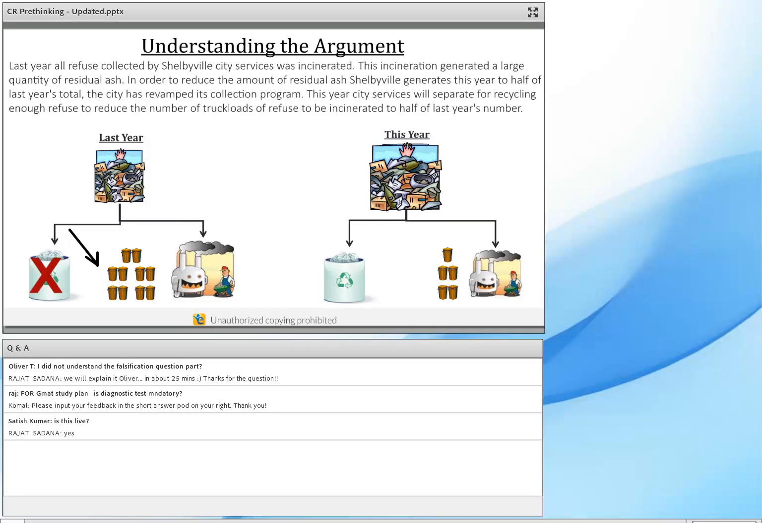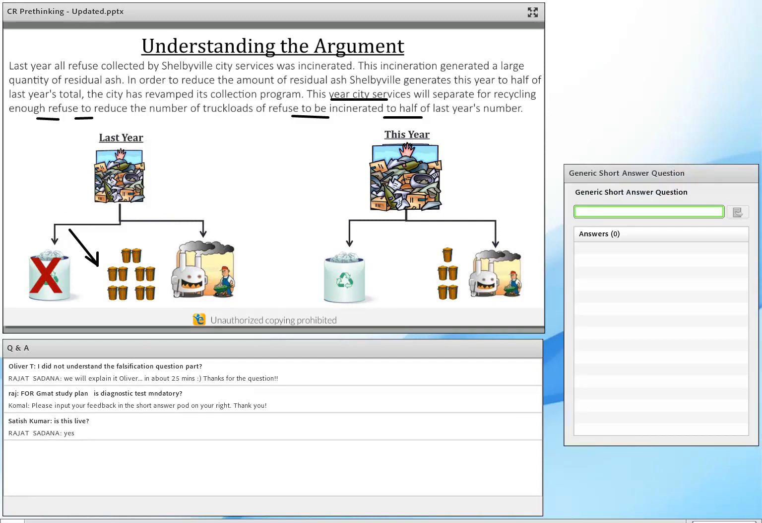And let's see why we say this. Let's read the last line. This year, city services will separate for recycling enough refuse to reduce, to is a purpose word, the number of truckloads to be incinerated to half of last year's number. So what it's saying is, regardless of the amount of refuse we collect, I'm only going to send half as many truckloads this year as I sent last year. So even if I collect 10 times, 100 times, 1,000 times as much refuse, you're only going to get 5 trucks. Why? Because last year you got 10 trucks.